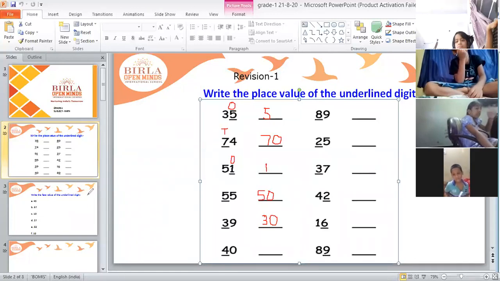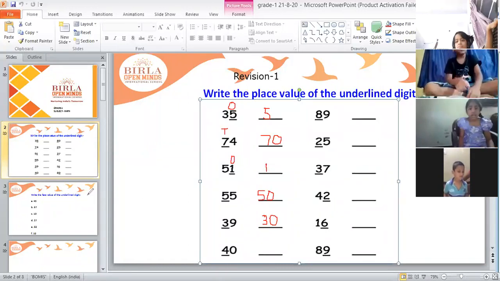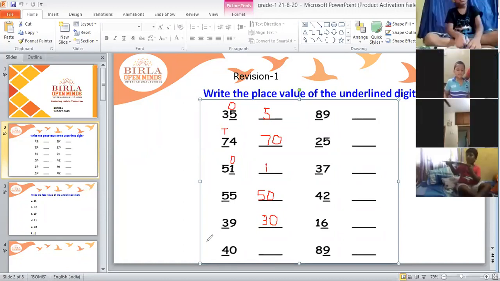Janvi, you tell me. What is the question? 40. Very good, Janvi. Now tell me what is the answer? 40. Very good. Here the underlined number is 4. So we will write that 4 as it is, and this 4 is in tens place. So after this 4, we will put 10. So the answer is 40. Very good, Janvi.